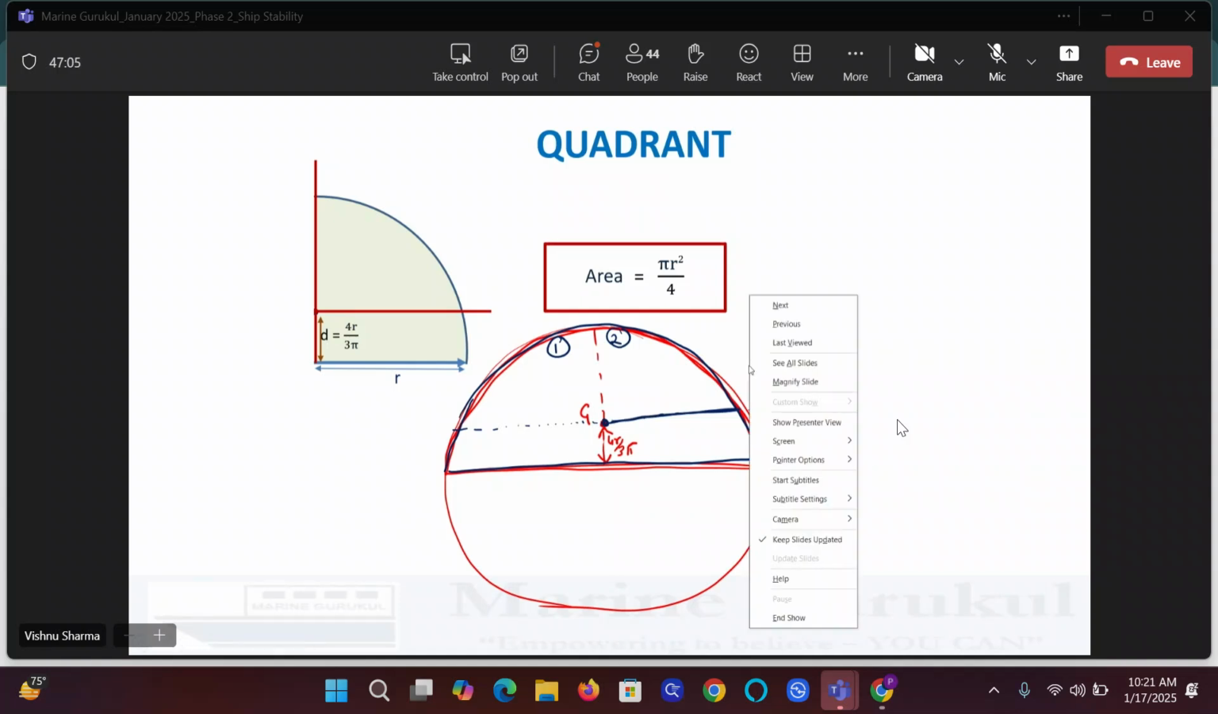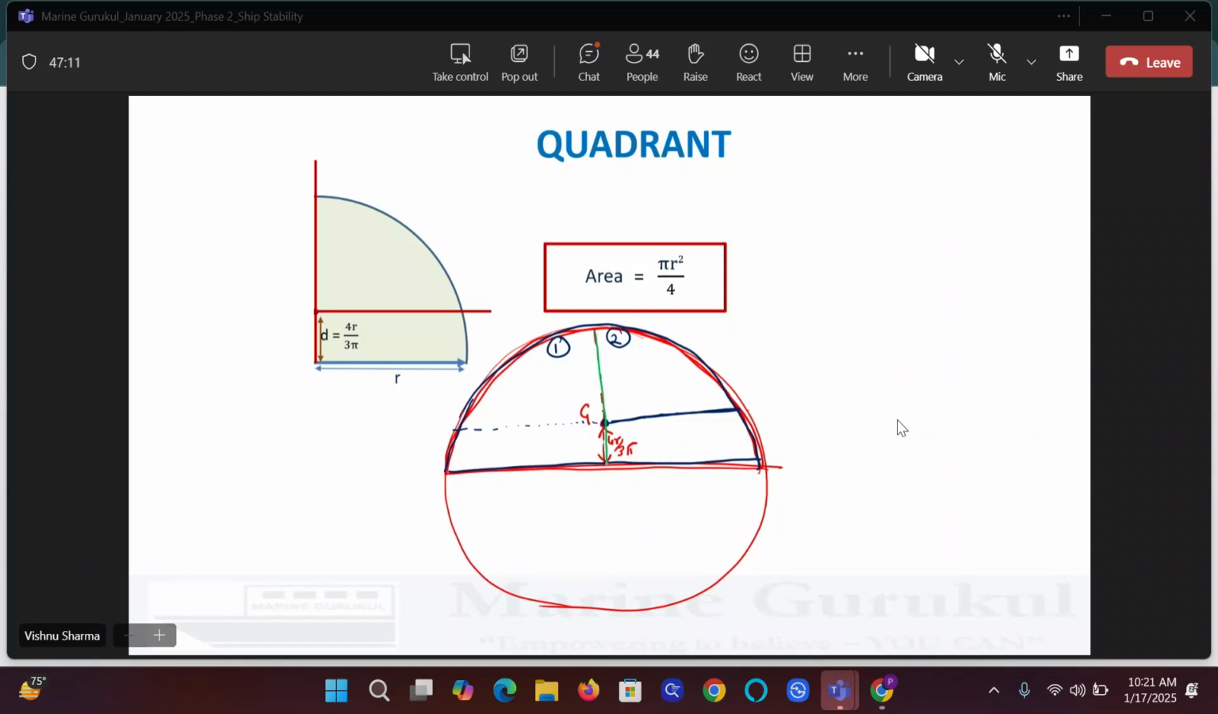Now, I change the semicircle again. Now I take this green semicircle, beta. The green semicircle comprises two quadrants, quadrant 2 and quadrant 3. Where is the geometric center of the green semicircle? The geometric center of the green semicircle will be here. At what distance? 4r by 3 pi.